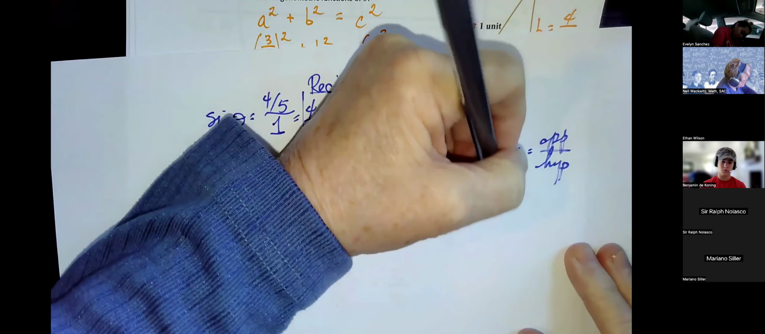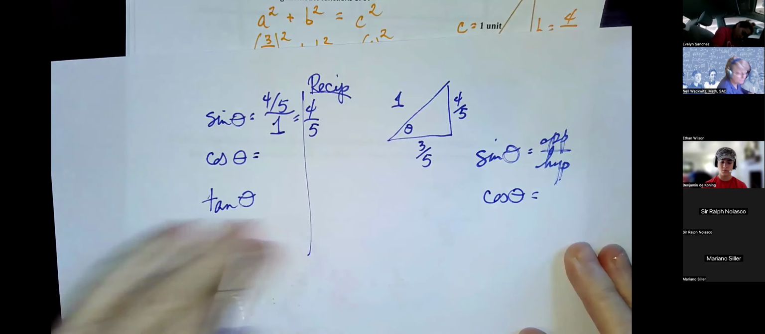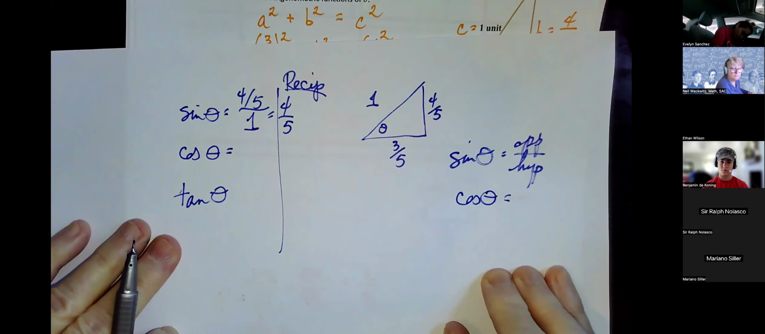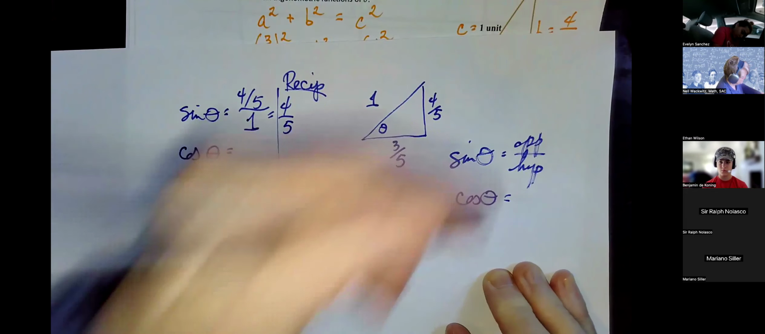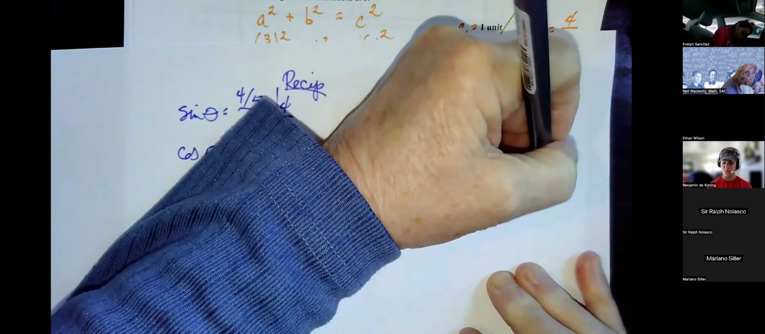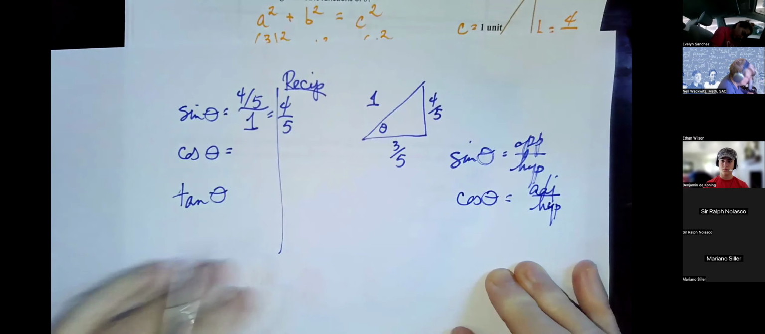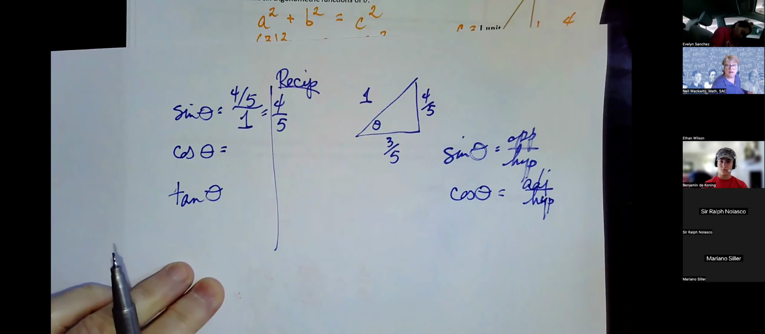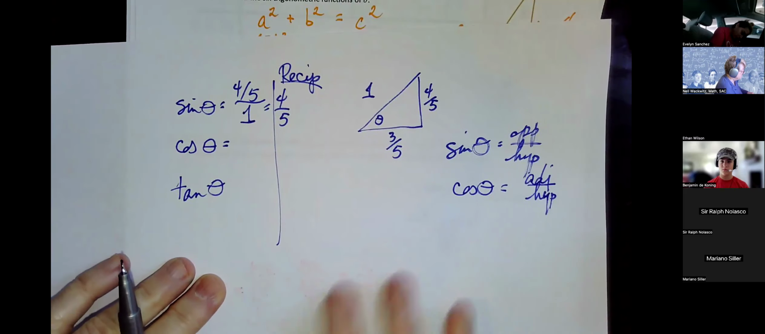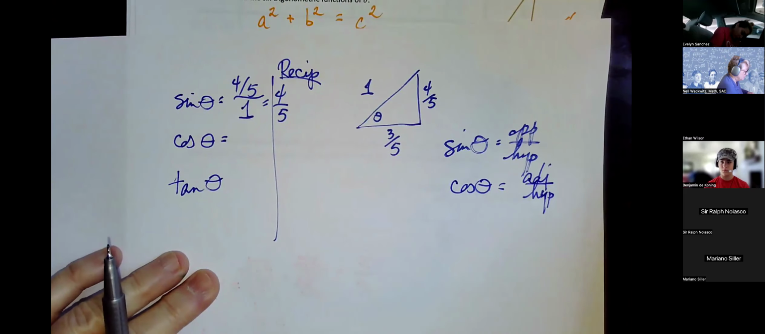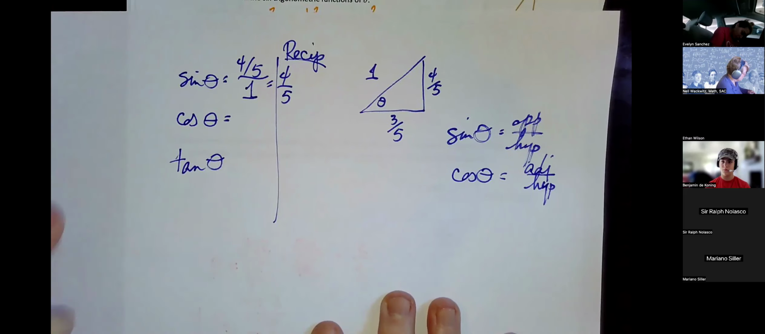Cosine is defined to be adjacent over hypotenuse. Beautiful. If I repeat something like this or ask it over and over, I really do want you to know that. I don't want you to remember it. I want you to know it.